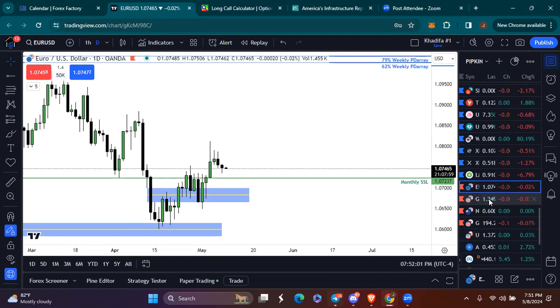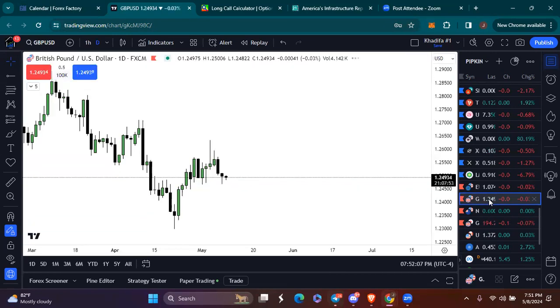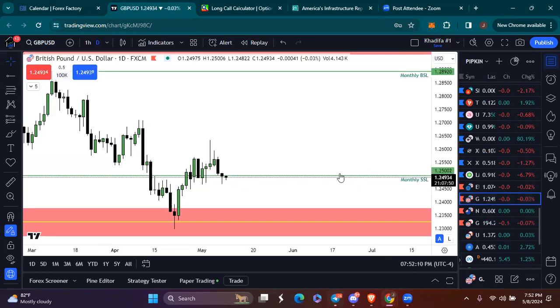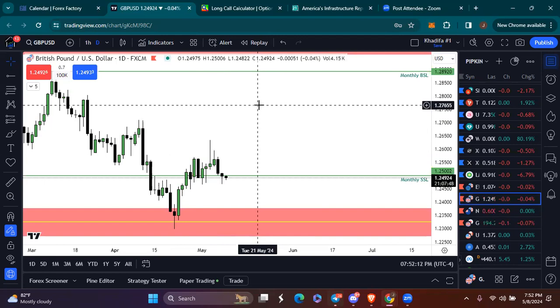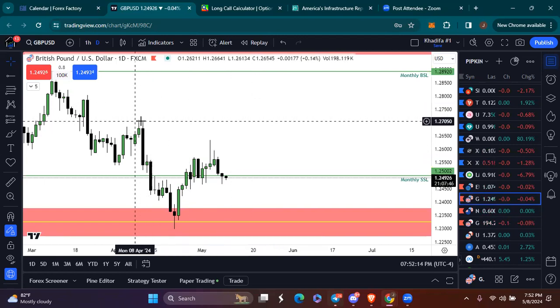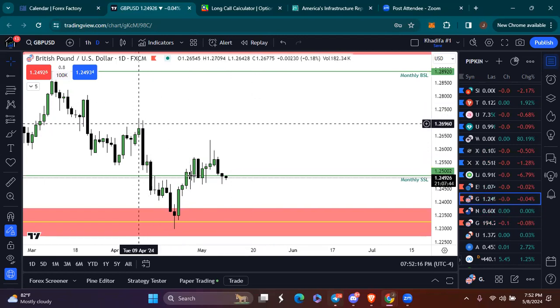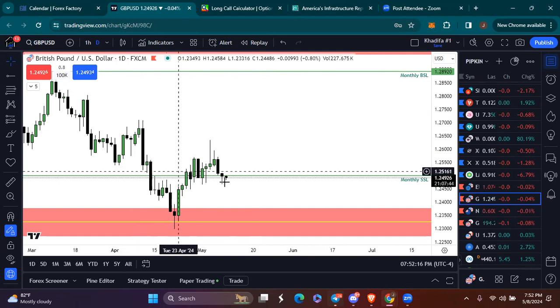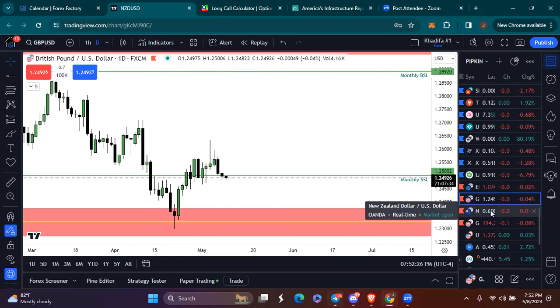We're basically going to have the same thing across currencies. Same thing for the pound. I would like to see us long from here, targeting this swing high. Easy peasy. And looking at NZDUSD, same exact thing. I would like to see us long from where price is currently at, as soon as my chart catches up.